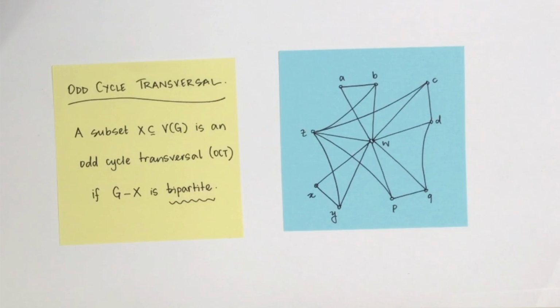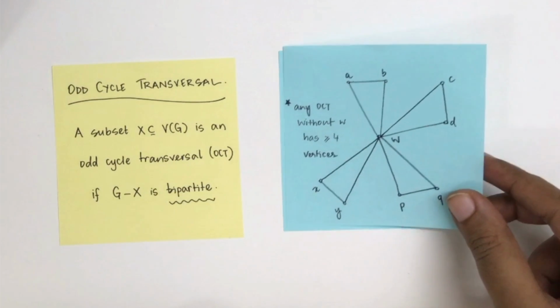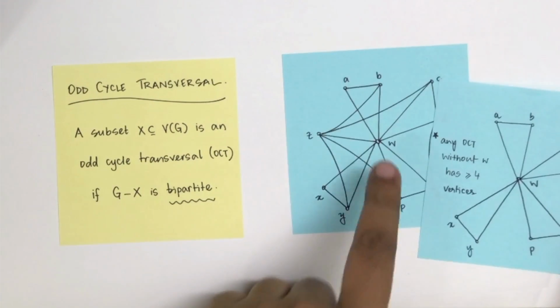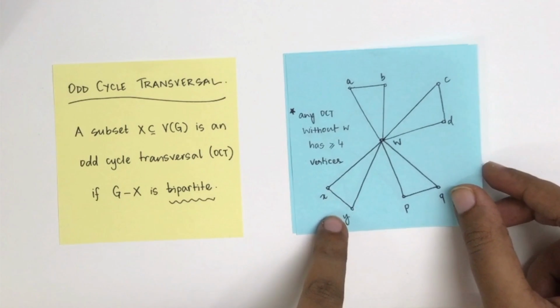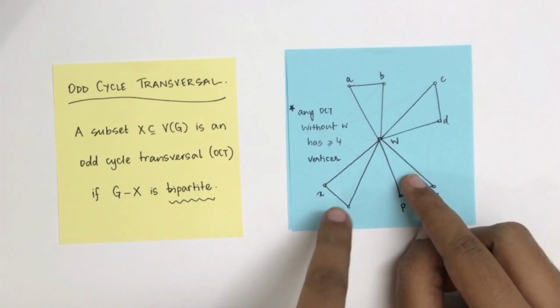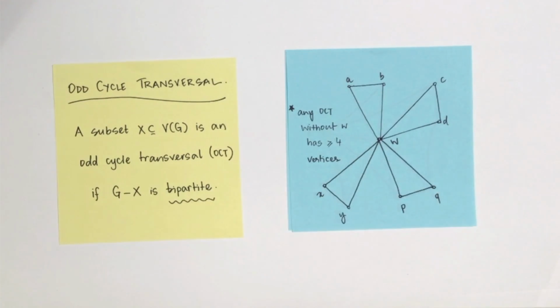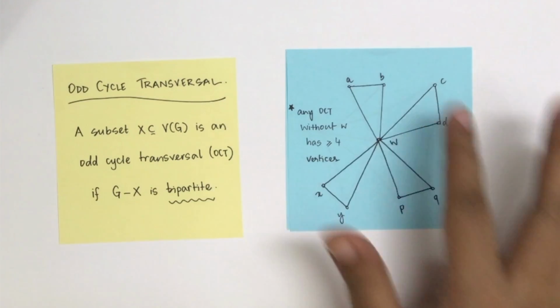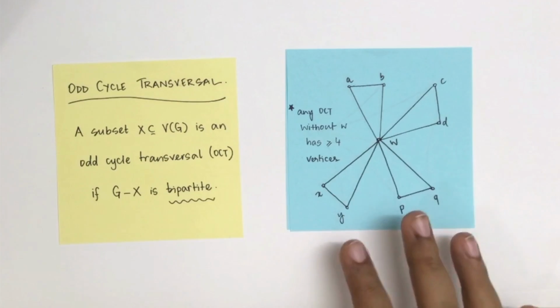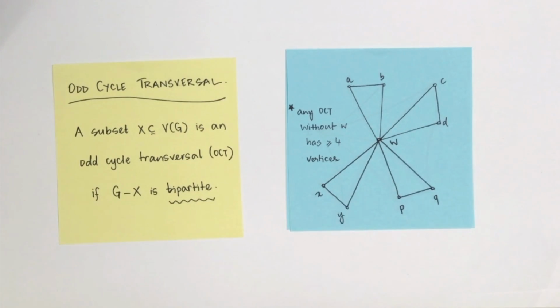All right, so hopefully you had a chance to think about that. And a first observation that you might make is the following. If you decide not to remove the vertex W, which seems to be at the center of this spider web thingy here, if you decide to not include it in your OCT, then you're essentially left with these four triangles to worry about, which are disjoint except for the vertex W.